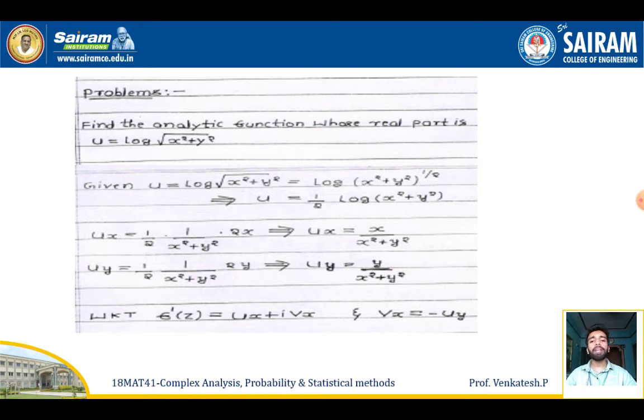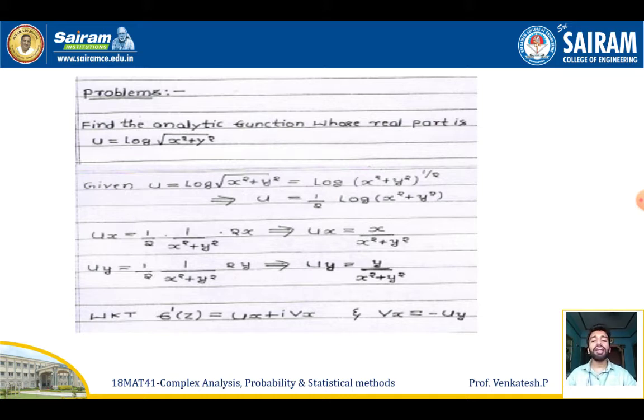Now I am going to find the partial derivatives ux and uy. So ux is equal to 1 by 2 into 1 by (x square plus y square) into 2x. So I can write ux as x by (x square plus y square). Uy will be equal to 1 by 2, 1 by (x square plus y square) into 2y. It will be uy is equal to y by (x square plus y square).